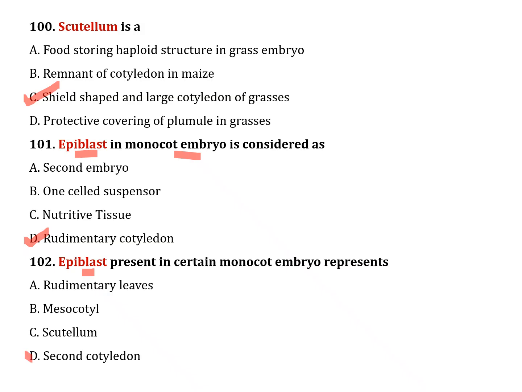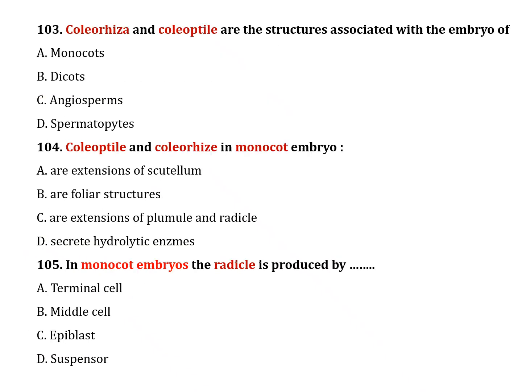Correct answer is option D second cotyledon. The next question number 103. Coleorrhiza and coleoptile are the structure associated with the embryo of option A monocot, option B dicot, option C angiosperm, option D spermatophyte. Correct answer is option A monocot.